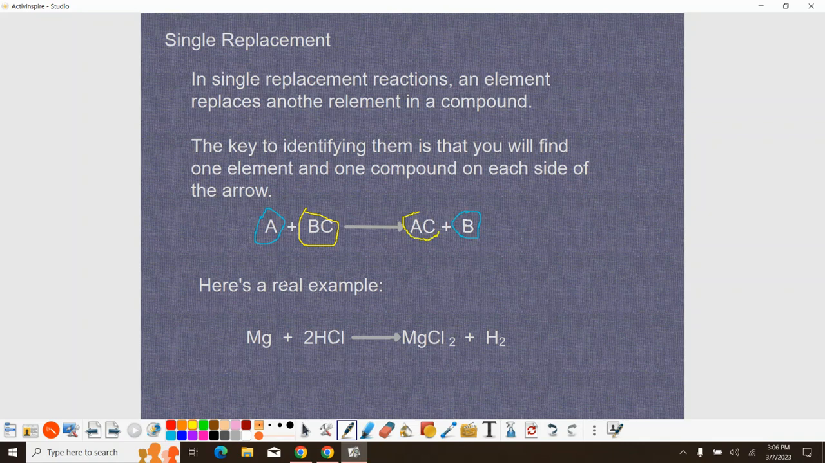Now, how do you tell the difference between elements and compounds? You look at the number of capital letters. An element has just one capital letter, so Mg is an element, and H is an element. Only one capital letter in each one of those. A compound will have 2 or more. So HCl has 2 capital letters. MgCl2 has 2 capital letters. So again, you're going to have one element and one compound on both sides.